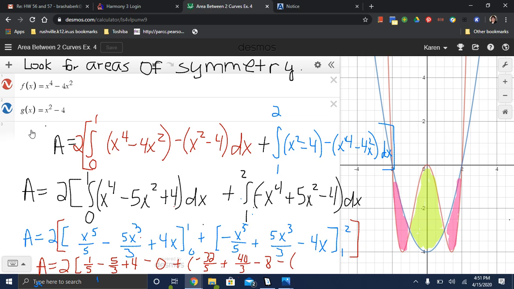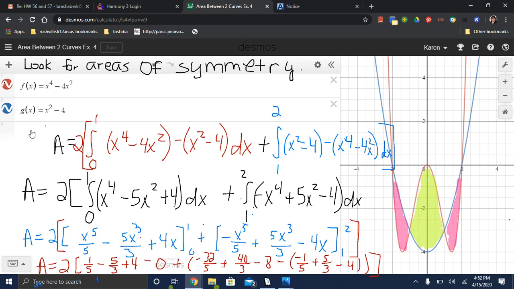So we've got kind of a parentheses nightmare here. So now we're going to subtract from that, plugging in 1. We'll have negative 1 to the 5th. That'd be still negative 1 over 5. Plus, we'll have 5 times 1 to the 3rd. So 5 over 3. And minus 4 times 1. And remember that everything then is doubled.